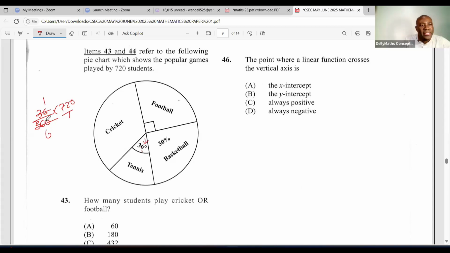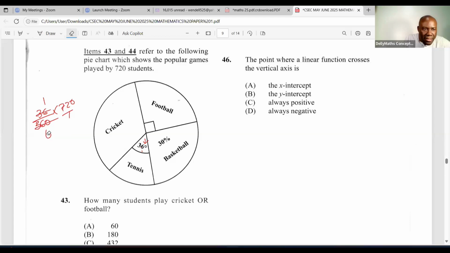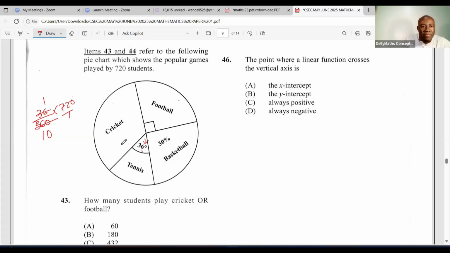So this is 10, my bad. I did say 6, now I'm saying 10. This is 72, so this is 72 persons right here. In other words, 36 divided by 360, if you multiply that by 720, you're going to get 72. So that 72 you're looking at is for tennis.